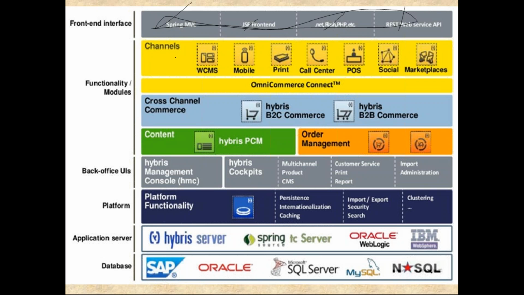Then we said there are multiple touch points or channels. Okay, mobile, print, all these things. Then we also have multiple cockpits. You remember, right? Hybris supports e-commerce. What kind of e-commerce? B2C, B2B. And it has a lot of cockpits. Hybris management console is one cockpit. Then product cockpit, CMS cockpit, all these are cockpits. And the product content management, we will discuss later.